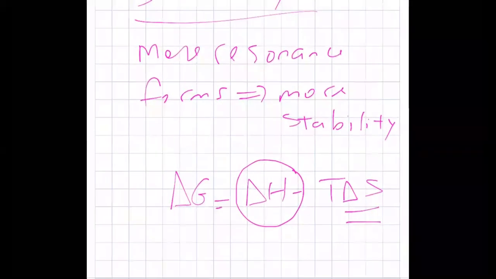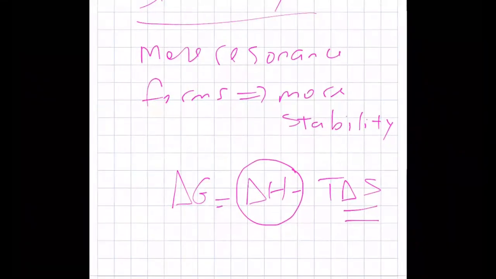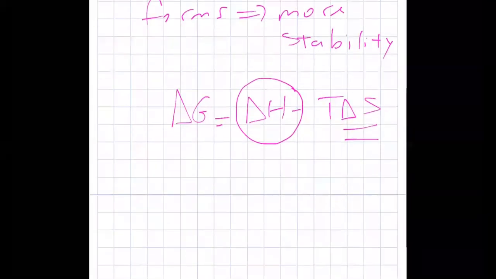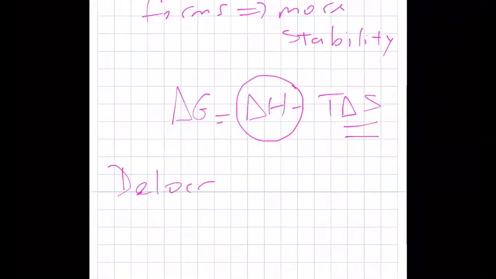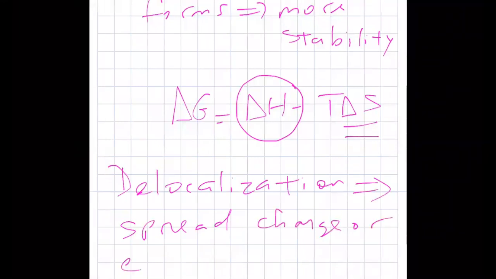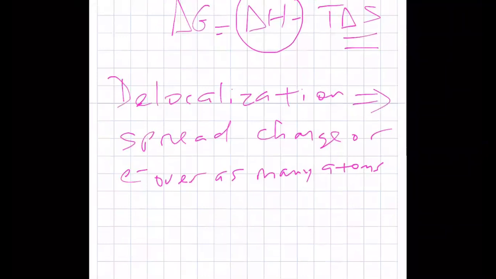The more resonance forms you have, the more stability, because what you're doing is what we call, and this is a term you have to remember, delocalization. That's the goal of resonance: delocalization, or to spread either charge or electrons over as many atoms as possible. Once more, you're spreading either charge or electrons over as many atoms as possible.